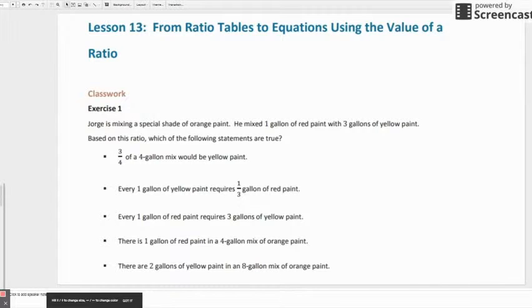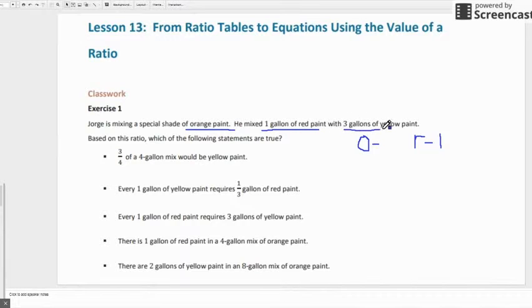Well, let's first identify what they're giving us, so we can see what we need to do. First, we have orange paint. This is what George is making. He's making some kind of orange paint. Based on just that statement, we don't know how many gallons of orange paint we're going to have just yet. If we continue, we read, he mixed 1 gallon of red paint. So we are given 1 gallon of red to make the mixture, with 3 gallons of yellow paint. So let's put Y for yellow, and that represents 3 gallons.